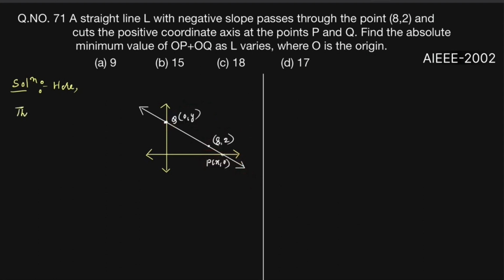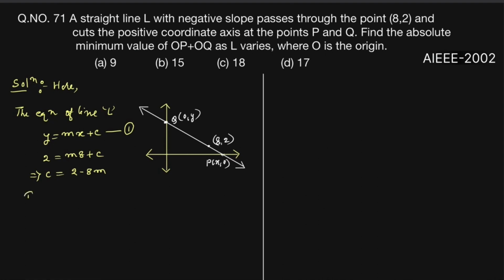The equation of line L we are able to write as y equal to mx plus c, and we take this as equation number 1. This line passes through the point (8, 2), then we are able to write 2 equal to m times 8 plus c. This implies that c equal to 2 minus 8m.